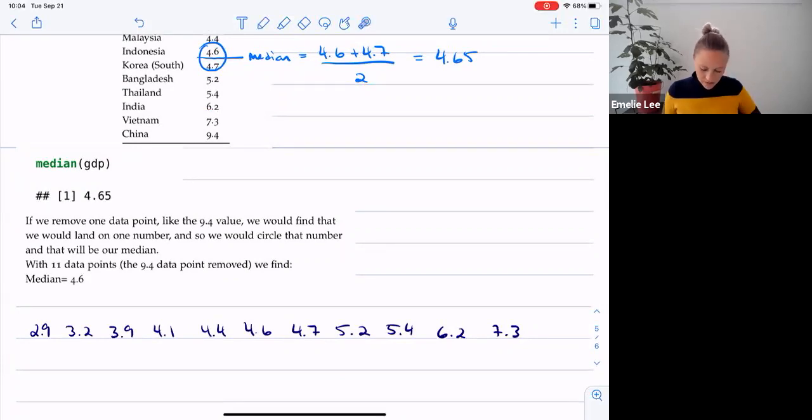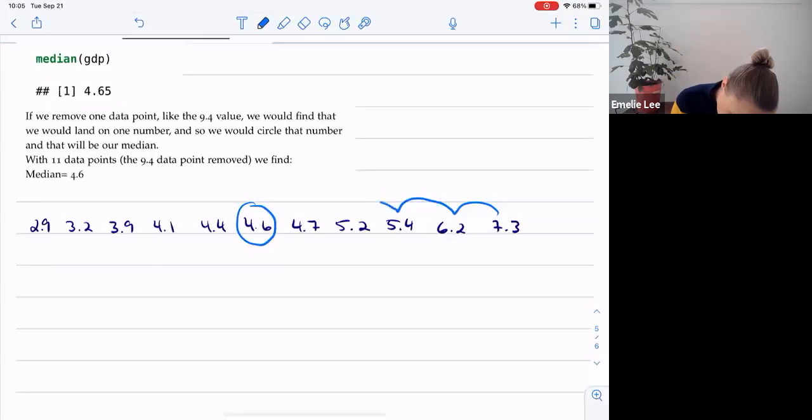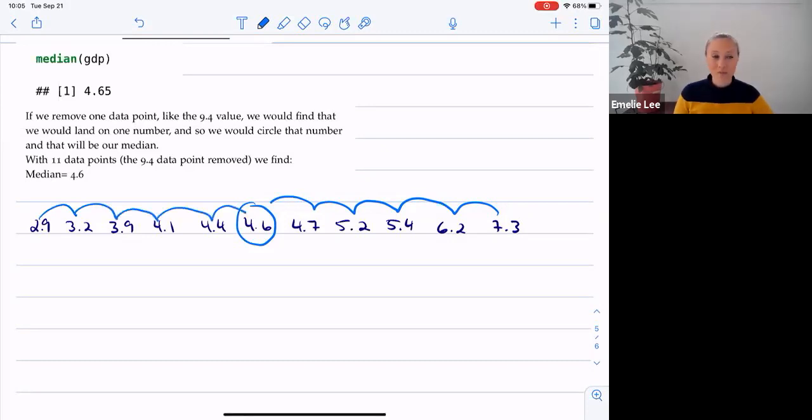So now what you're going to do, this I find is a little bit easier to look at than moving kind of down and up. Take your two fingers and start at 7.3 and 2.9. I've got my finger on 2.9, and then I'm going to boop, boop, boop, boop, boop. And I land on a number, which is 4.6. So here the median is just the 4.6.